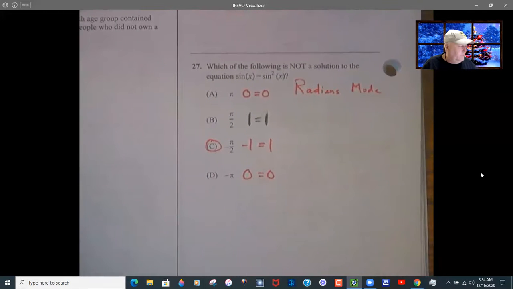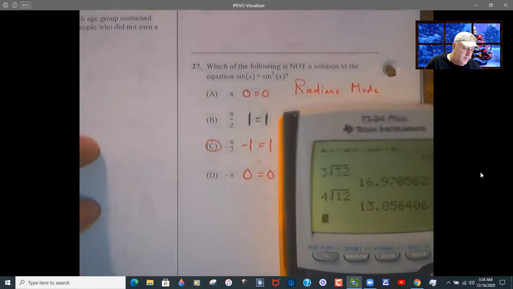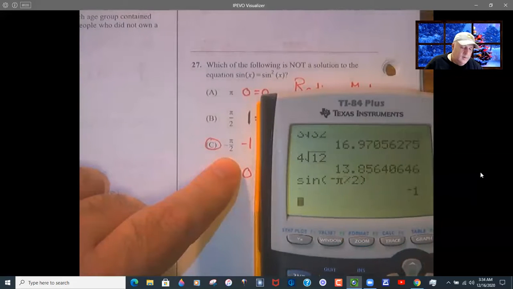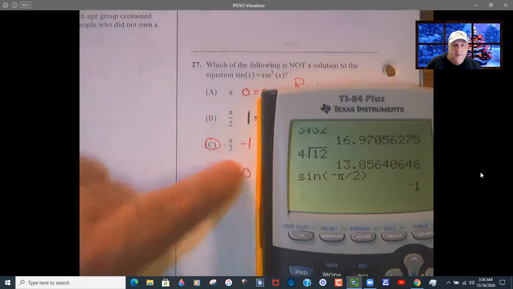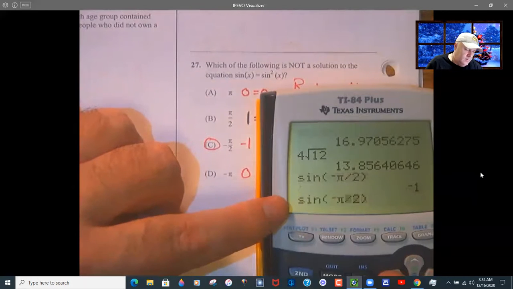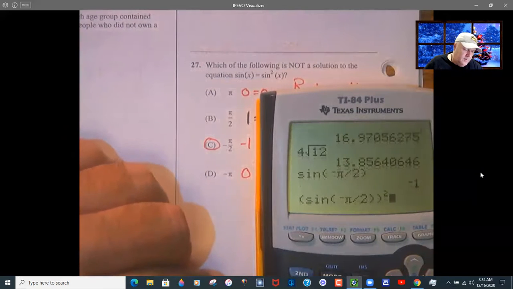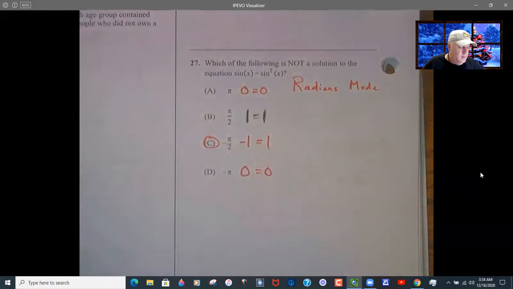Which of the following is not a solution? So you need to be in radians mode here. And if you're going to use your calculator on this, this is the one. So you're doing sine of negative pi over 2. That's that. And then if we're going to square that, that's all this means, is to take that whole thing squared. So it's like putting parentheses around the whole thing and squaring it. So obviously those are not equal. So negative pi over 2 is the one that does not work.